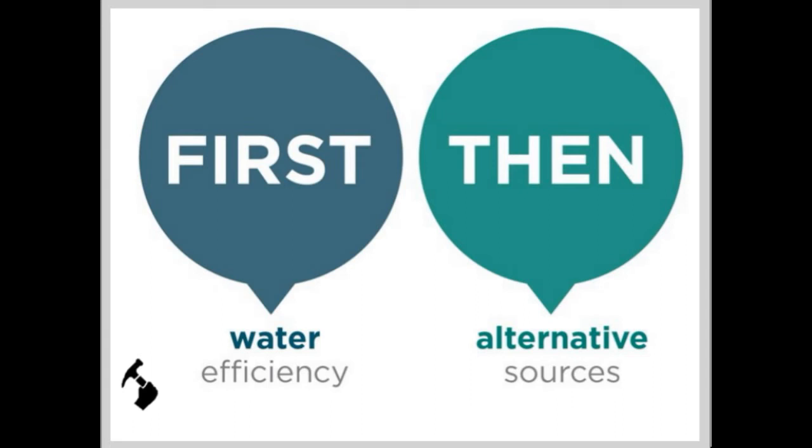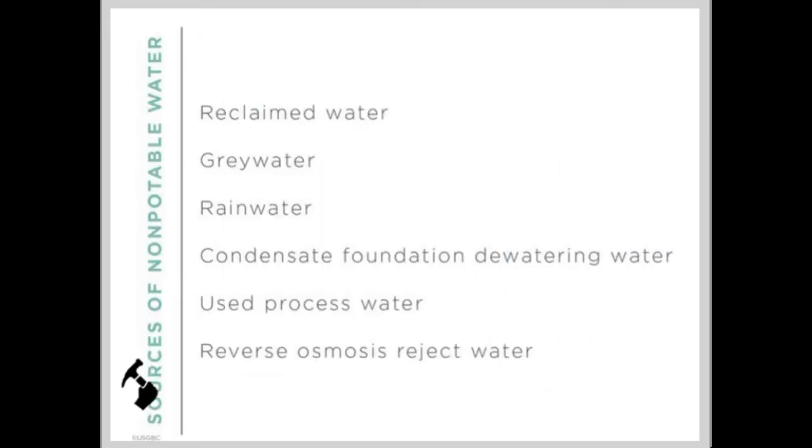Now that we looked at water efficiency measures, let's explore alternative sources. Here is a list, many of which you all entered. You should try to remember this list. Alternatives to potable water include municipally supplied reclaimed water or purple pipe water, gray water, rainwater, storm water, condensate, foundation dewatering water, used process water, and reverse osmosis reject water.